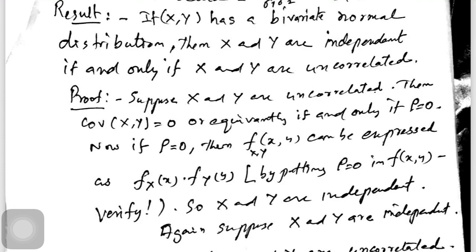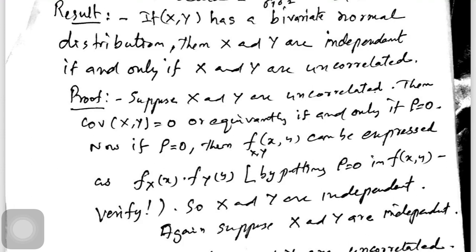The result is that if the vector (x, y) has a bivariate normal distribution, then x and y are independent if and only if x and y are uncorrelated. And you have to remember that this is not a general rule for a joint distribution between any x and y. It is special to this particular distribution, the bivariate normal distribution.